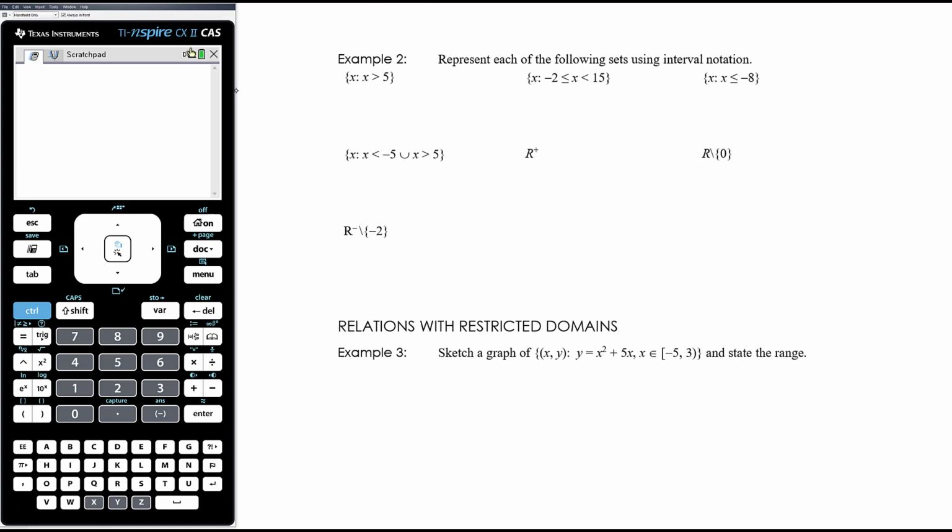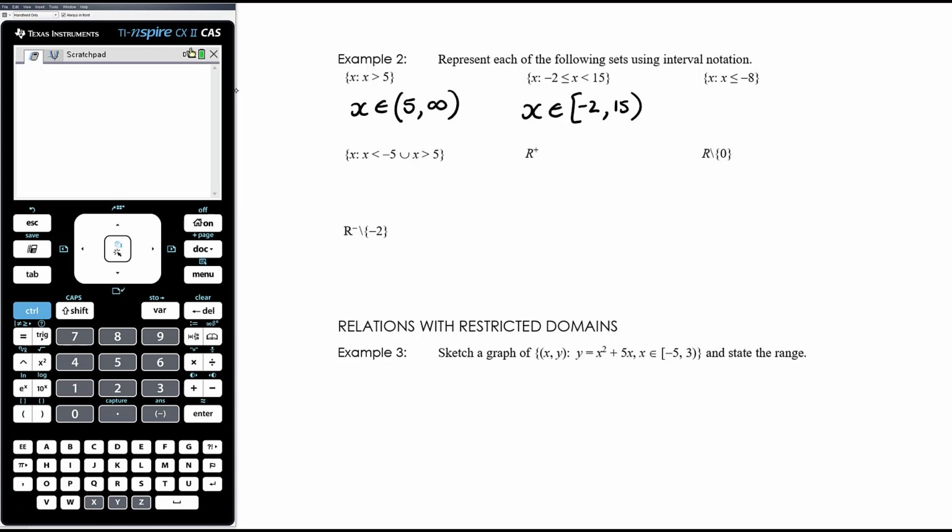So if we have the set of x values where x is bigger than 5, that means that x can be an element of the interval that goes from 5, not including 5, up to infinity. If we have the set of x values such that x is between negative 2 and 15, including negative 2 and not including 15, that means that x is an element of the interval from negative 2, including negative 2, up to 15, not including 15.